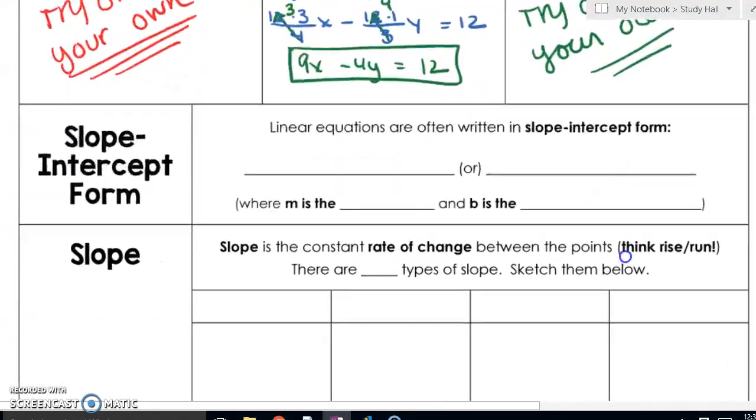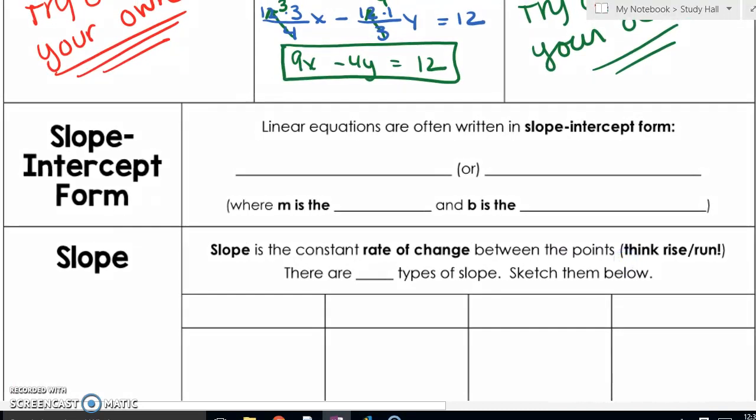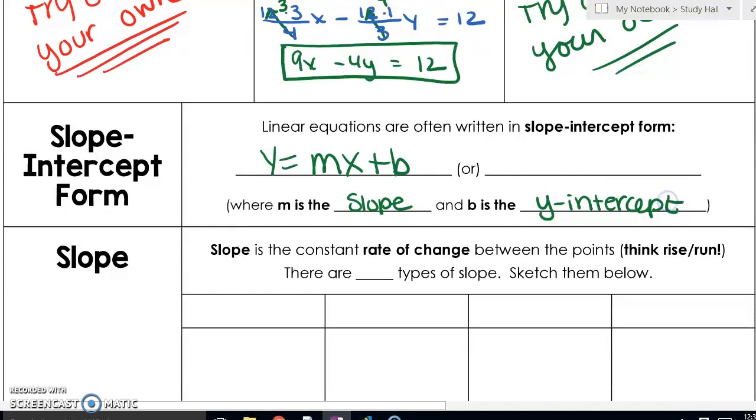Okay, so slope-intercept form is what we all know a lot about linear functions. We always know about slope-intercept form. Linear equations are often written in slope-intercept form, which is y equals mx plus b, where m is the slope and b is the y-intercept. Slope is the constant rate of change between the points. We know it as rise over run.